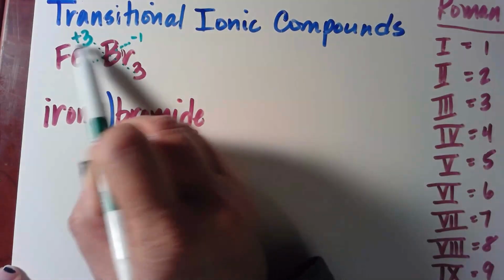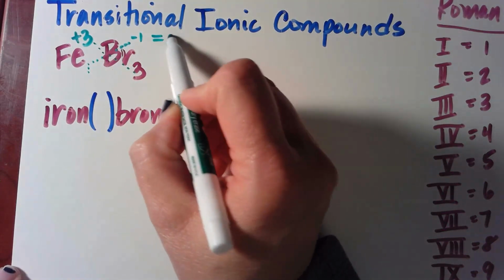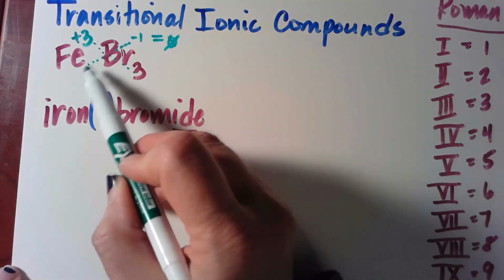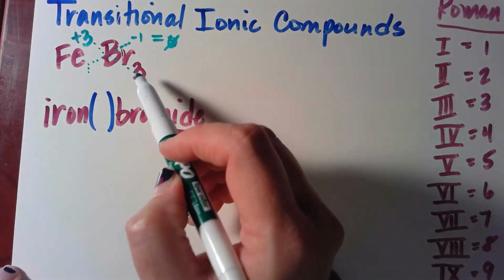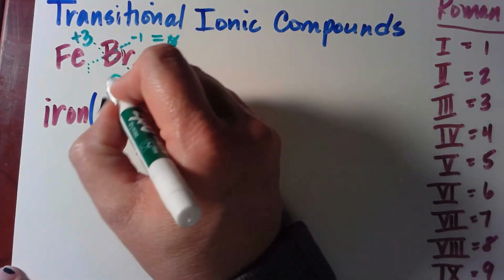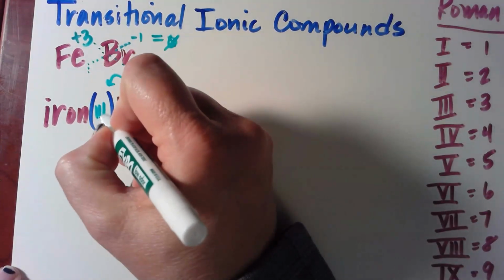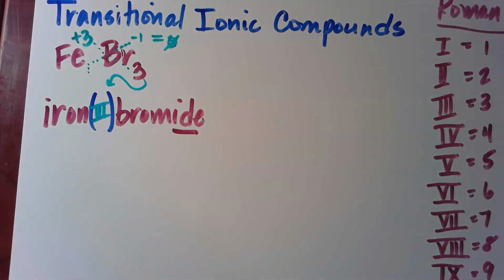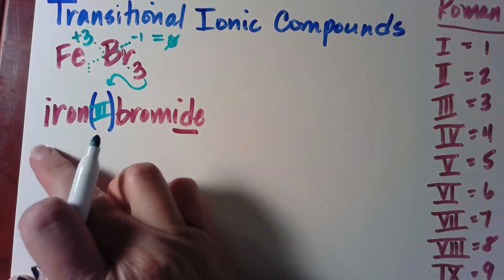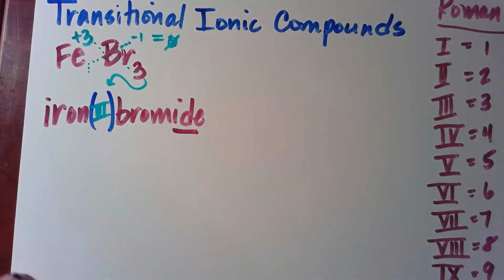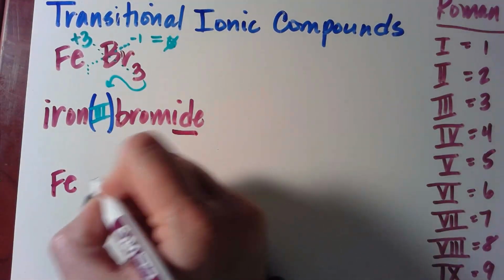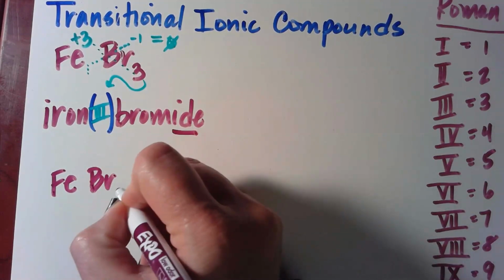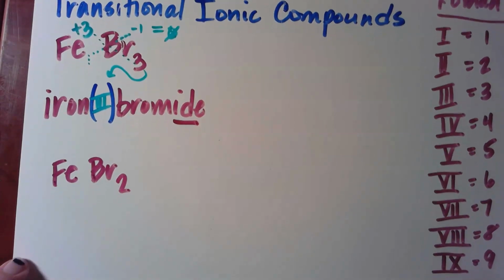And remember, if the charges didn't equal 0, they crisscross. So there's my 1. That's where that 3 came from. Which now means that that 3 right there goes here. That's our Roman numeral 3. So the name for this compound is iron 3 bromide. Okay? Which is slightly different from FeBr2. So how would you name that one?